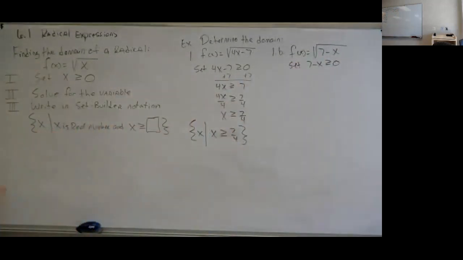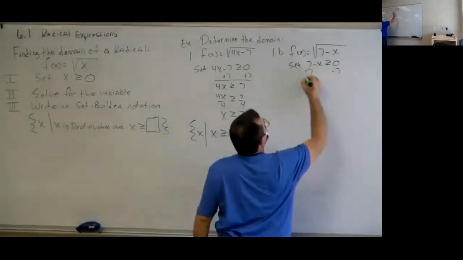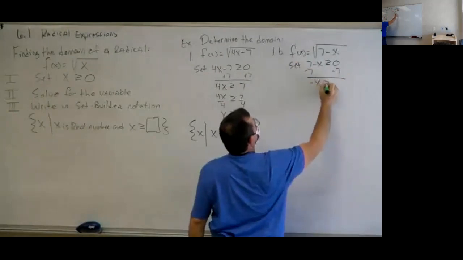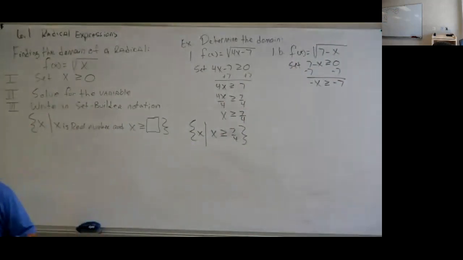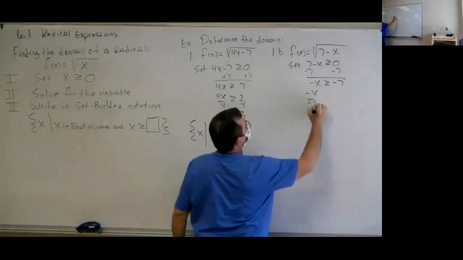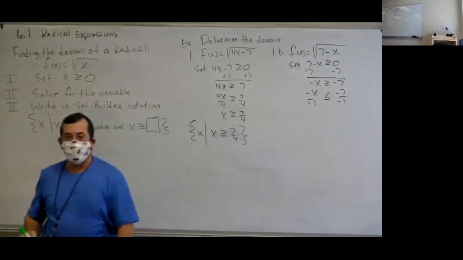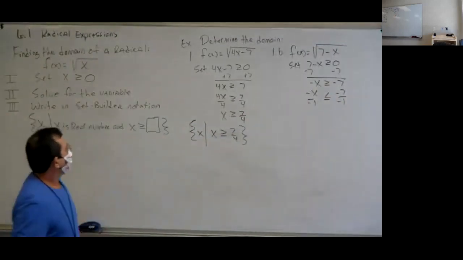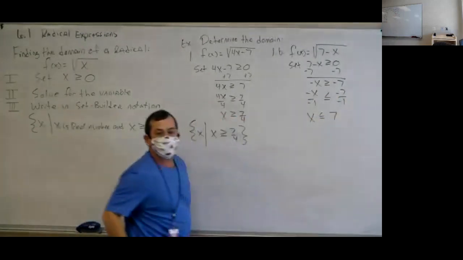So I'm going to solve that. I'm going to subtract my 7. So I now have negative x is greater than or equal to negative 7. But we want the x positive, so now I will divide both sides by negative 1. And since I'm dividing by negative 1, we're going to change it around, okay? So this will now be a less than or equal. And it looks like x is going to be less than or equal to a positive 7.